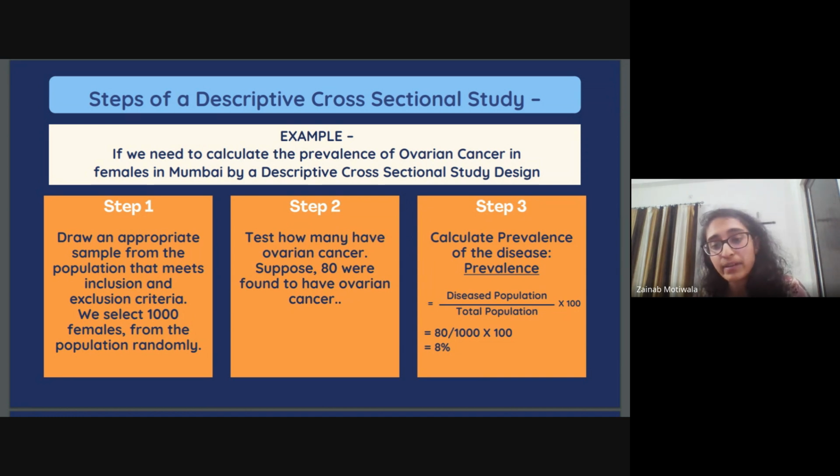So the next step would be calculating prevalence. The prevalence of disease is calculated by the disease population upon the total population, multiplied by 100. In this scenario, our disease population is 80 women who were found to have ovarian cancer, so the numerator would be 80. The total population that we selected for this study was about 1,000 females, so our total population would be 1,000. Then we multiply it by 100 and we get the prevalence percentage. In this case, 8%.